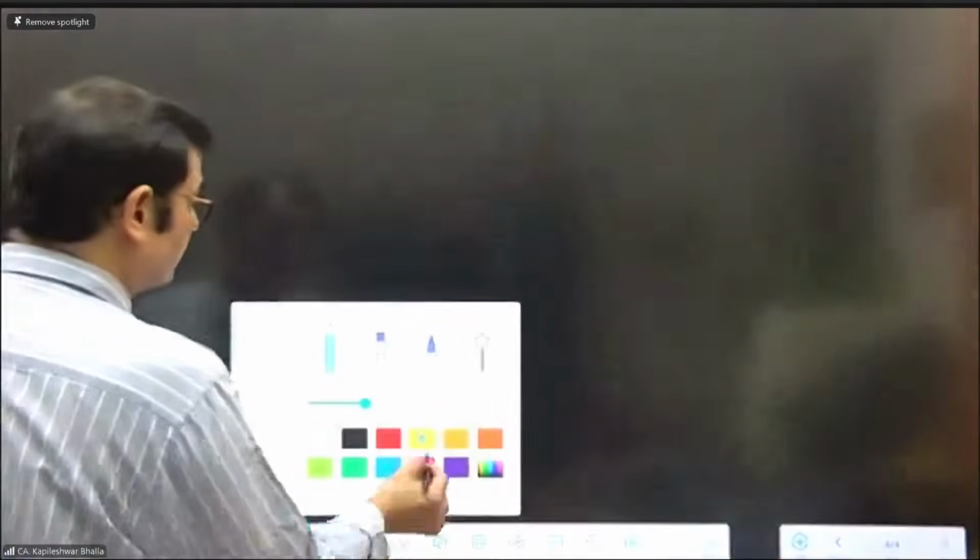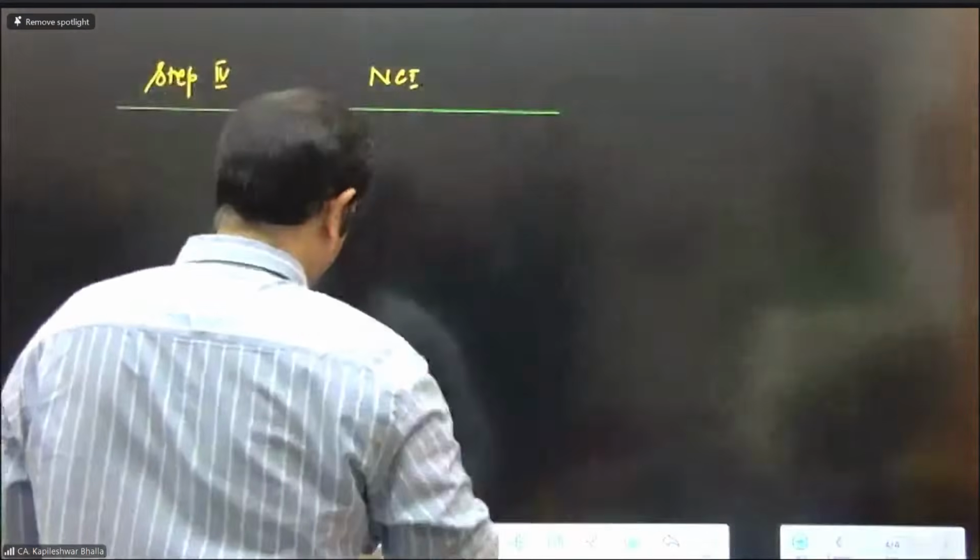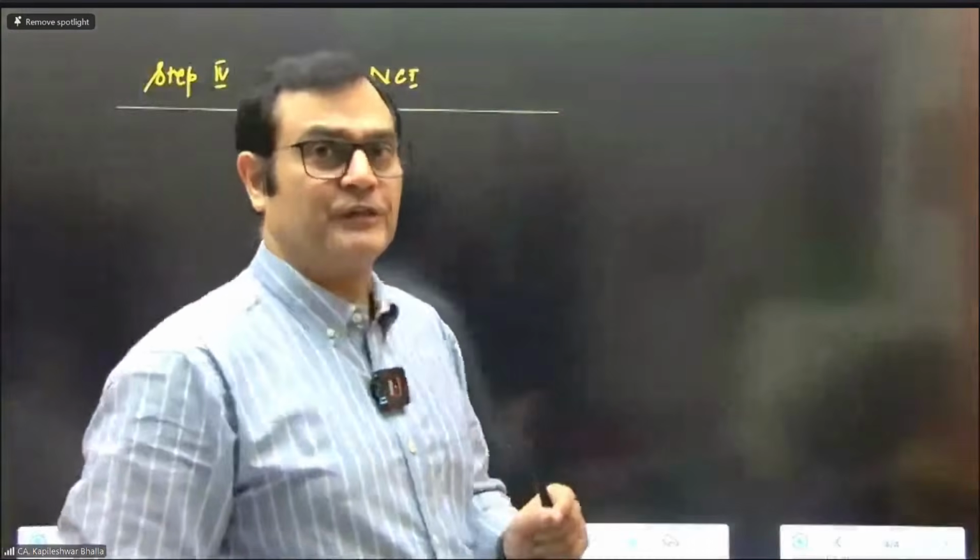Now let's go to the step number 4. So once you've calculated the step number 3, the fourth step is the calculation of the NCI. That is the non-controlling interest. If you maintain your focus in terms of each and every step as you progress, trust me, there cannot be any troubles as such.